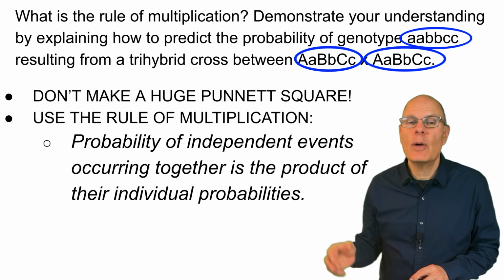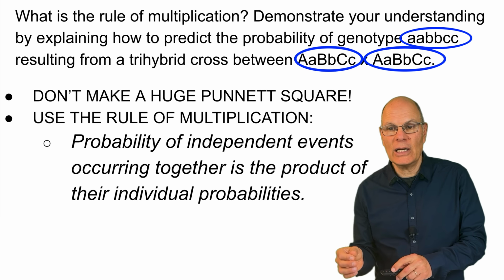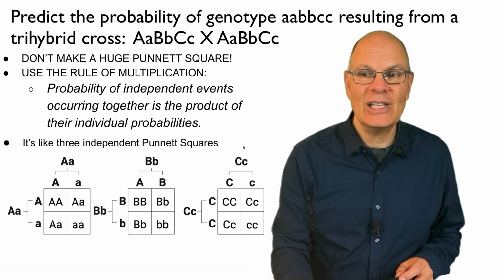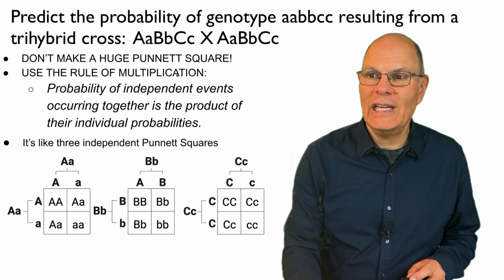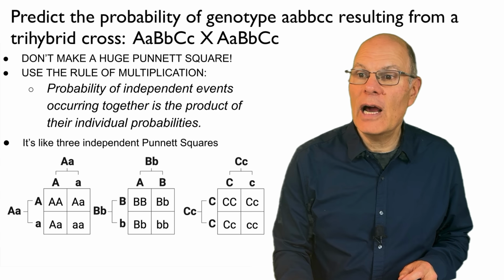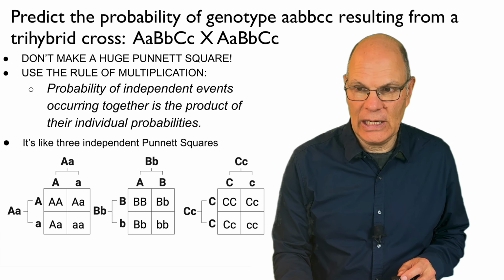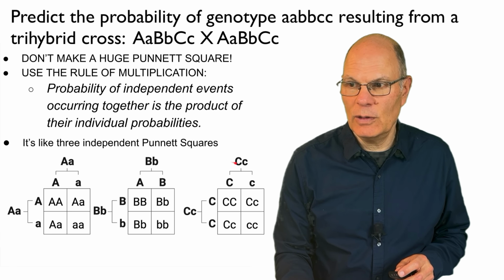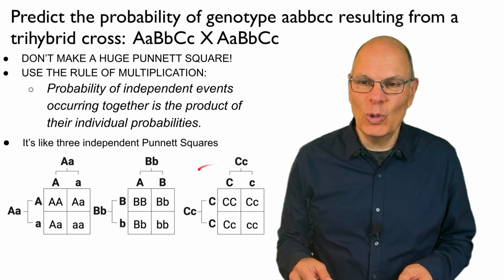Here's what it is. The probability of independent events occurring together is the product of their individual probabilities. Here's how to think about this. It's like 3 independent Punnett squares, because what each gene does is independent of every other gene. What A is going to do is independent of B, is independent of C. So 3 independent Punnett squares, 1 for A, 1 for B, and 1 for C. But you don't have to create 3 Punnett squares. You just have to use the rule of multiplication.